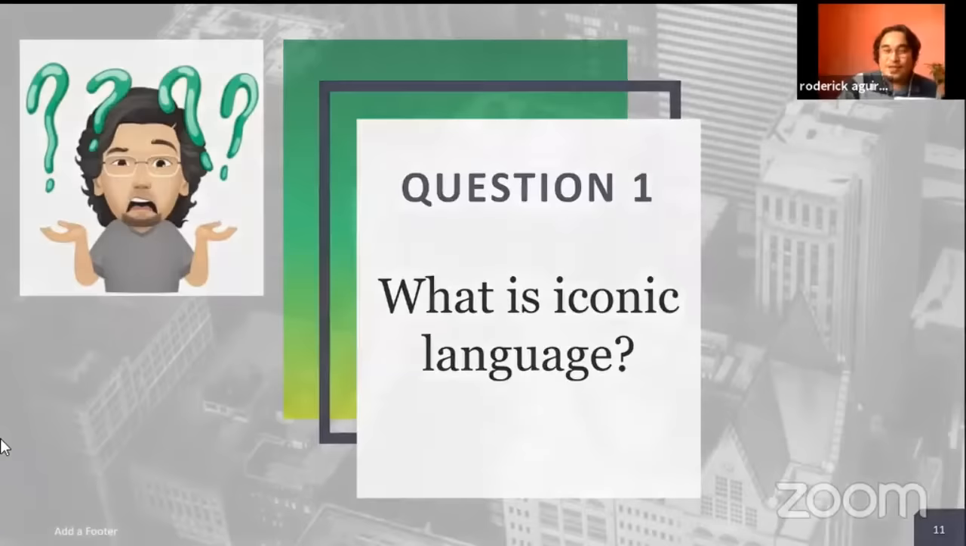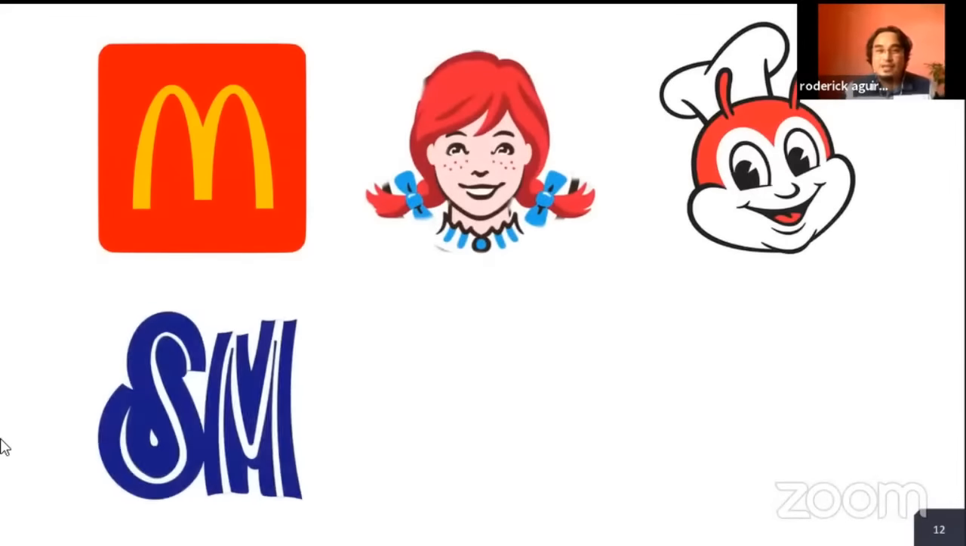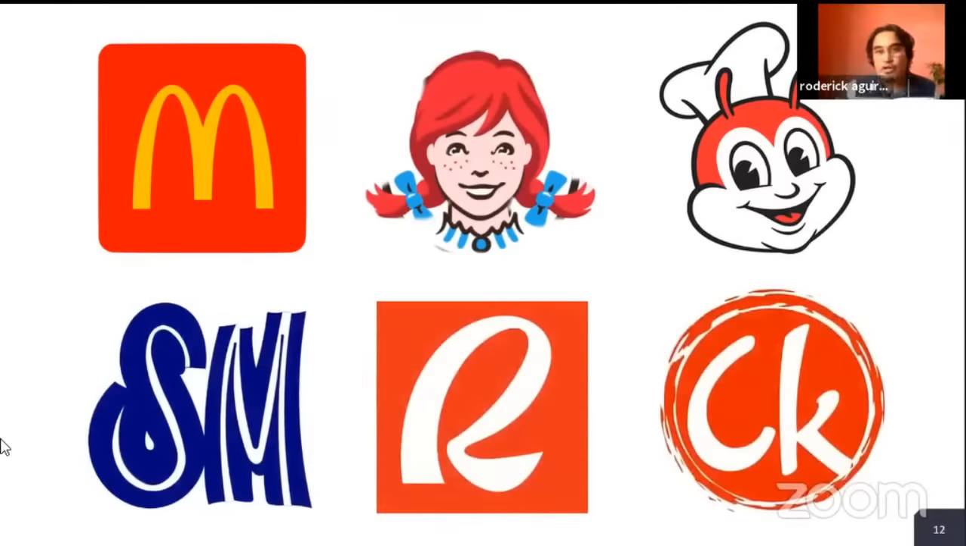What is iconic language? So iconic language is like, for example, when you see a picture, or when you see a logo, or a combination of picture and words, you know exactly what it means. So when you see the picture, I'm not promoting any of these establishments. Just that these are the most common icons in society that could be used by the school as a way of making people understand the powerful use of icons. Halimbawa, McDonald's. This is Wendy's, this is Jollibee, this is SM, this is Robinsons, and this is Chowking.